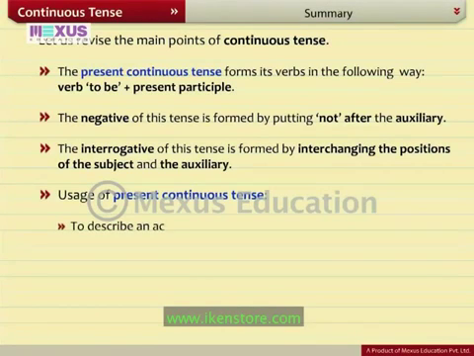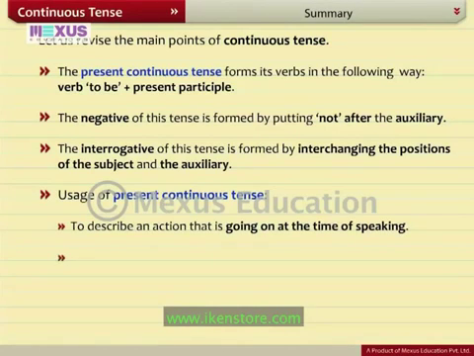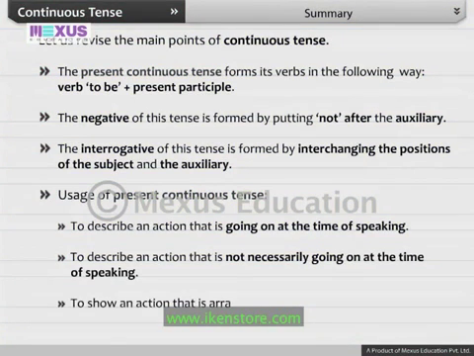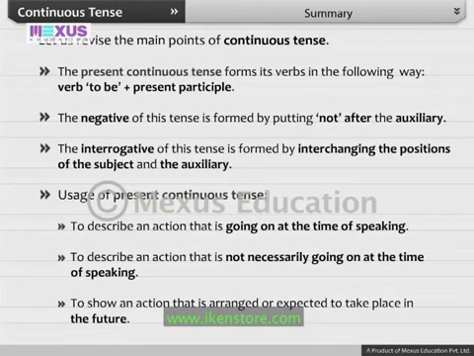Usage of present continuous tense. To describe an action that is going on at the time of speaking. To describe an action that is not necessarily going on at the time of speaking. To show an action that is arranged or expected to take place in the future.